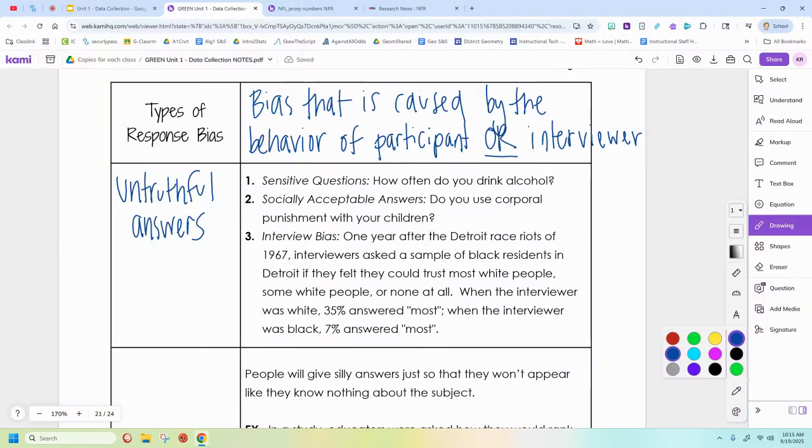So this took place one year after the Detroit race riots of 1967. There were some interviewers that went to get the opinion of Black residents in Detroit on whether they felt they could trust most white people, and that's already kind of loaded in and of itself. But if the interviewer was white, 35% of Black people said, I think I can trust most white people. But if the interviewer was Black, which meant they could possibly trust the interviewer more, then only 7% said they could trust most white people.